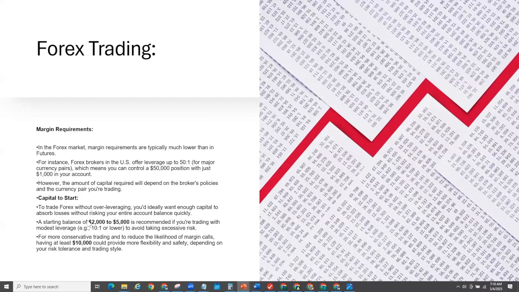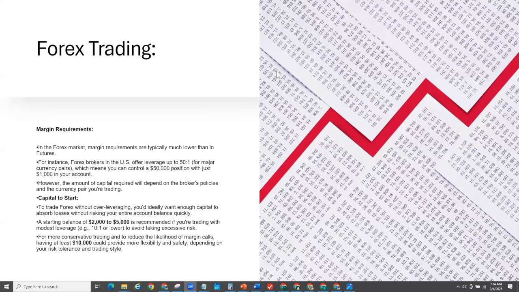Capital to start. To trade forex without over-leveraging, you ideally want enough capital to absorb losses without risking your entire account balance quickly. So here I would say, and this is just my recommendation, for conservative trading and to reduce the likelihood of a margin call, and you never want a margin call. That's when the broker says, hey, Mr. Guardian Voice, you need to deposit another $2,000 because your account has come down to a negative $1,000 balance, and we need you to bring that to initial margin or maintenance margin. You need to deposit another 2,000 or 4,000, whatever the threshold that you came below requires, and they'll let you know, and you don't want that call. So I would suggest trying to keep your margin proper.